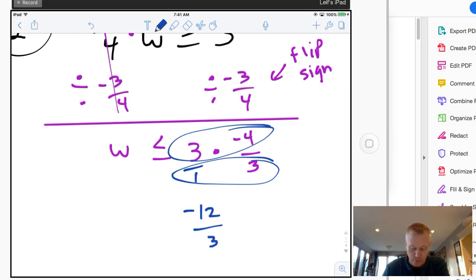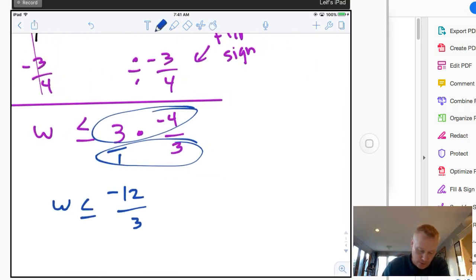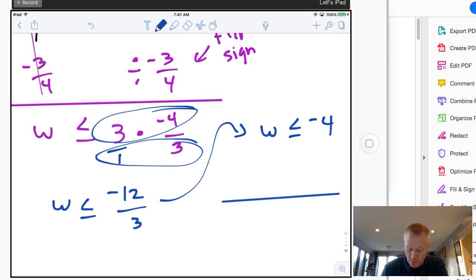1 times 3 is 3, which gives me that, which means when I solve this, I get W is less than or equal to 12 divided by 3, which is 4. Negative divided by positive is negative. So now I'm going over here on my number line. Here's negative 4, negative 5, negative 3. Solid dot. And it's less than, which means it's going to the left. So there's my solution.